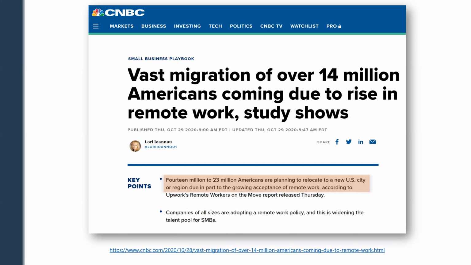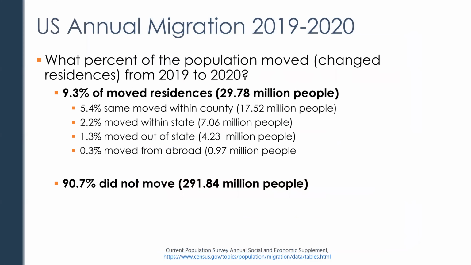And so I got bogged down in looking up some information on mobility. If you look at US annual migration, and this is looking at it from 2019 to 2020, we can see that 9.3% of the population moved residences. So like moved from one house to another house, wherever it is, right? So that's approximately 30 million people. So 5.4% moved within the county, 2% moved within their state, only 1.3% moved out of state. So I mean, it's still 4.23 million people. That's, I guess, a lot. And a small portion moved from abroad.